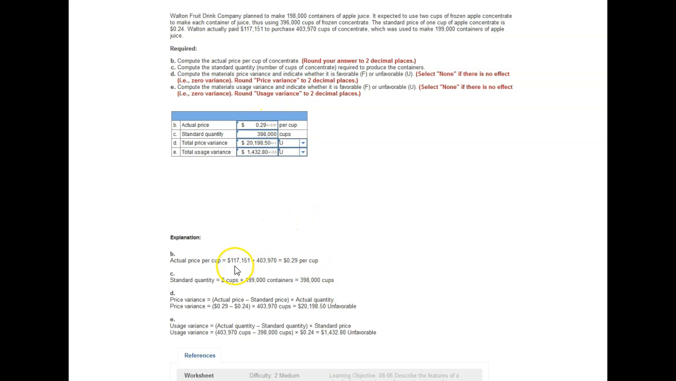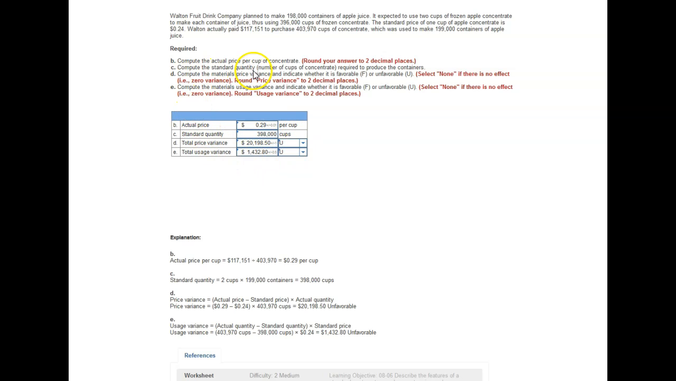Well, if they paid $117,151 to acquire 403,970 cups, you just divide: 29 cents a cup. Now, these numbers came from up here. They actually paid this amount to purchase this amount of cups. Just divide, that works out to 29 cents per cup, the actual price paid per cup. The standard was 24. The actual 29.